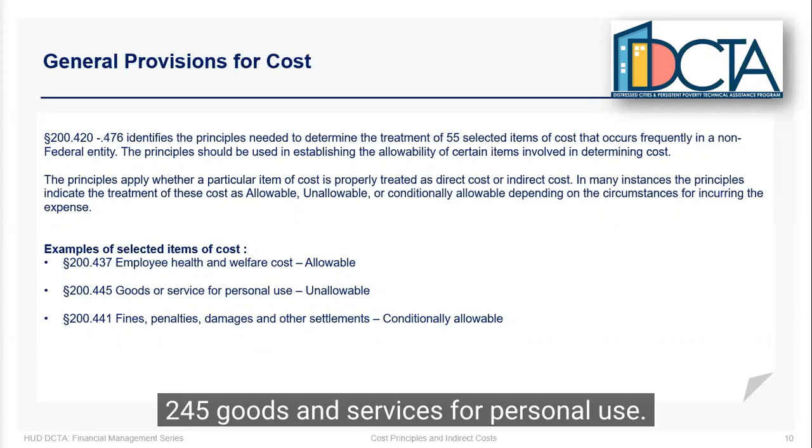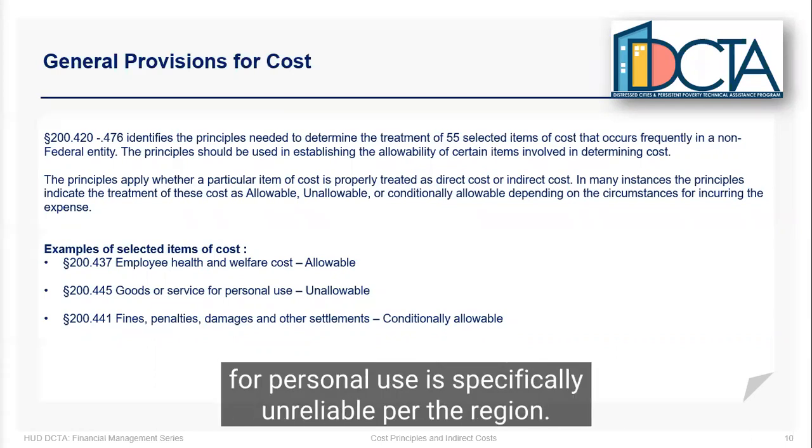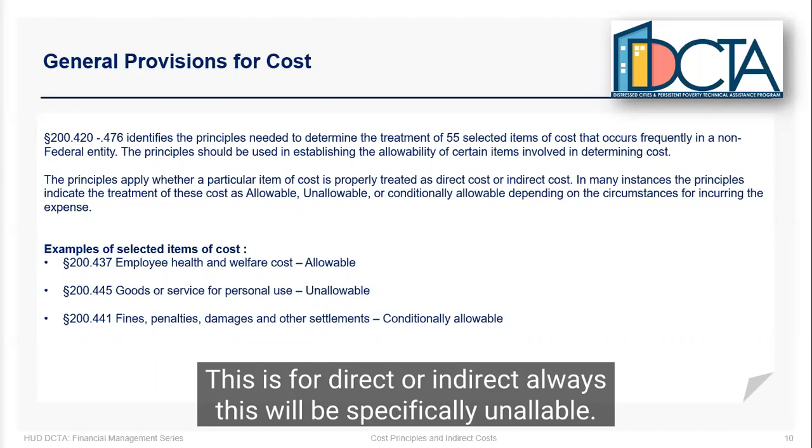200.445, goods and services for personal use. Any goods and services incurred for personal use is specifically unallowable per the regs, and this is for direct or indirect. Always it's going to be specifically unallowable.